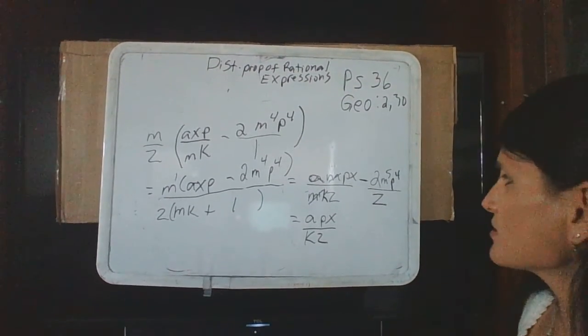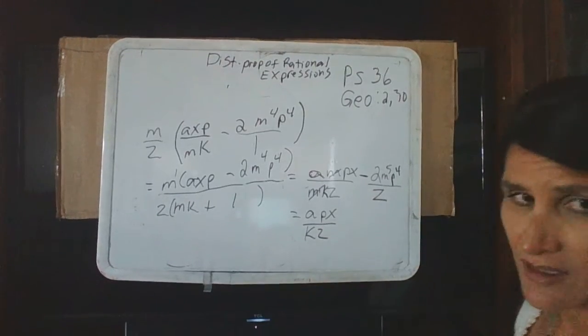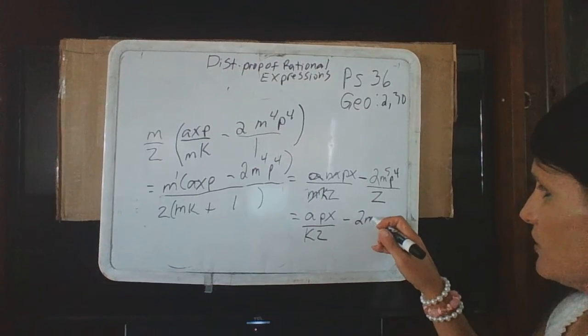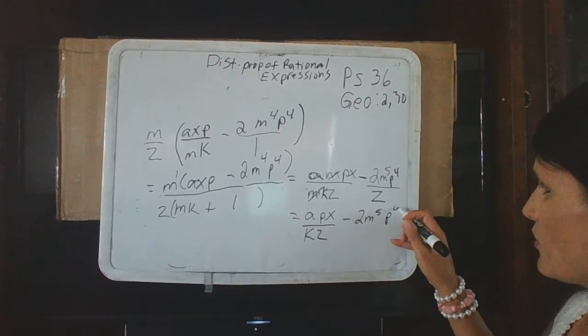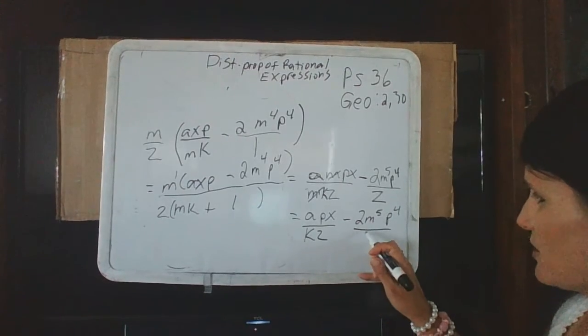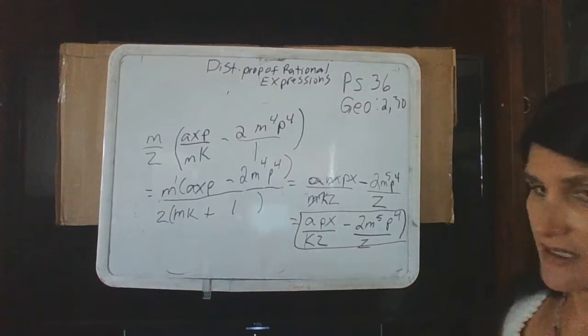Okay, now let's look at the second term. You have 2m5p4 over z. Well, they have nothing in common, so you don't need to reduce the second term. So 2m5p4 over z. Again, those look the same, so I'm going to change that. There we go. And this is your answer.